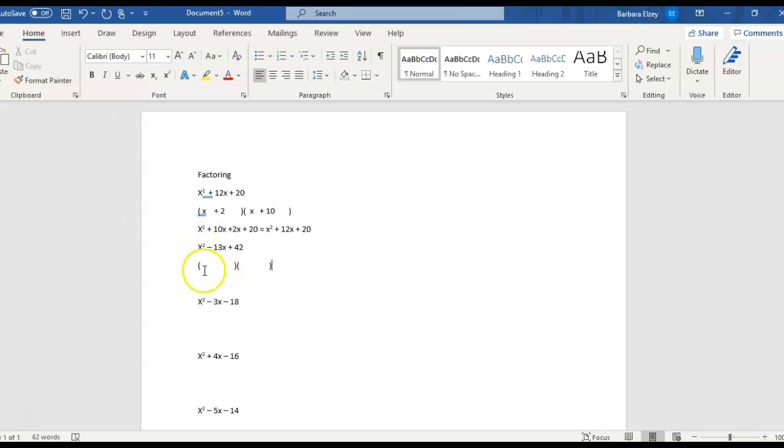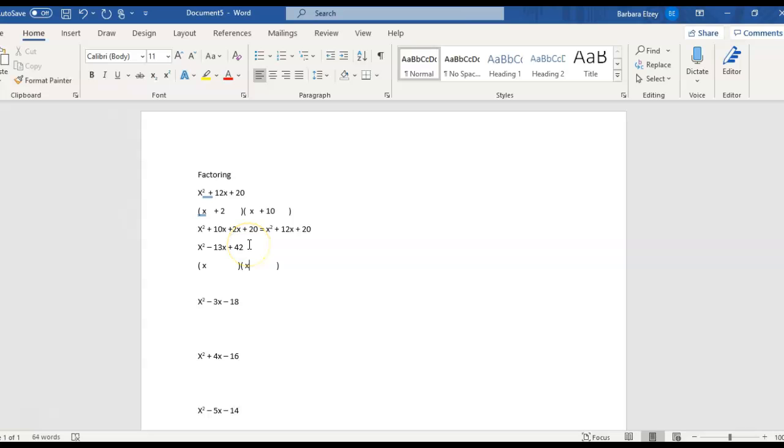And we need x and x to get our x squared just as before. And now we need to think of two things that multiply to give us a positive 42, but add to negative 13. Now the only way we're going to get negatives is to multiply two negatives to get our positive 42, because two negatives multiplied give us a positive.